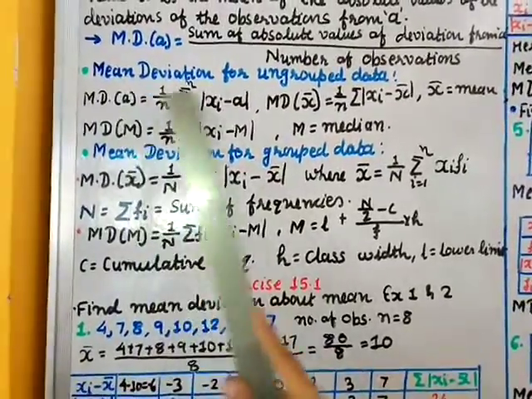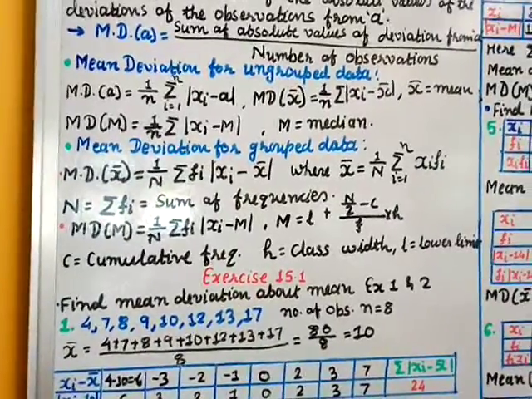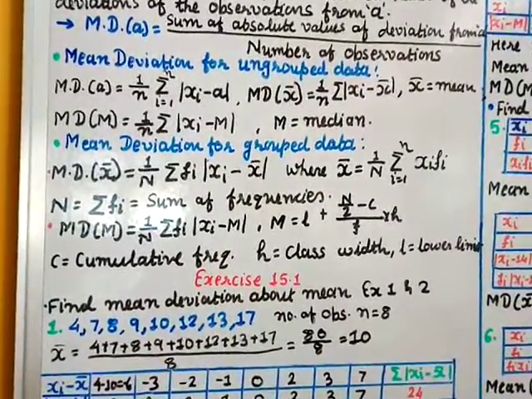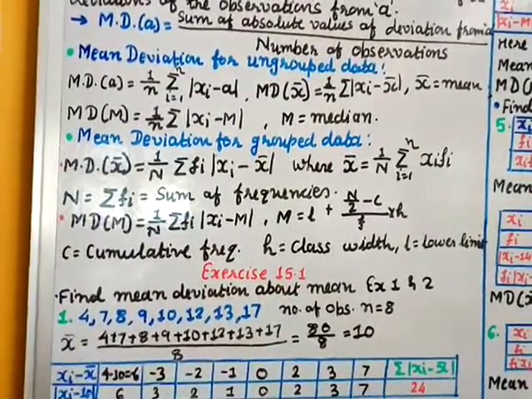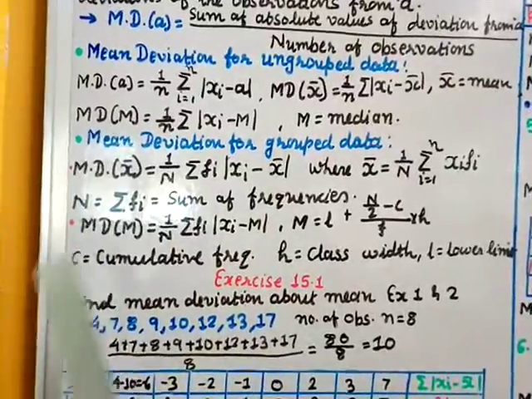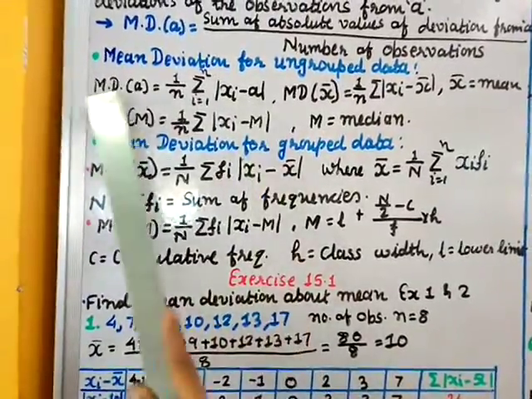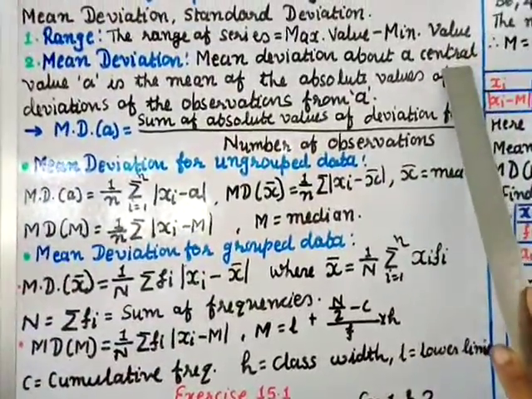So mean deviation for ungrouped data. Ungrouped data means you are given only the data like 5, 6, 7, 25. Okay, like these data are given that are ungrouped data. For that, how to find the mean deviation? So let us find first. This is a general form. Mean deviation about A. A is a central value. We are taking the central value as A.